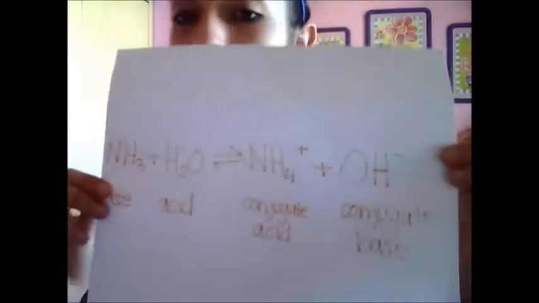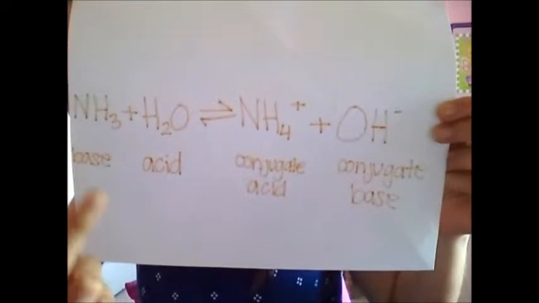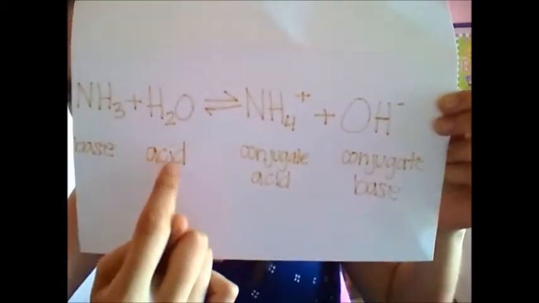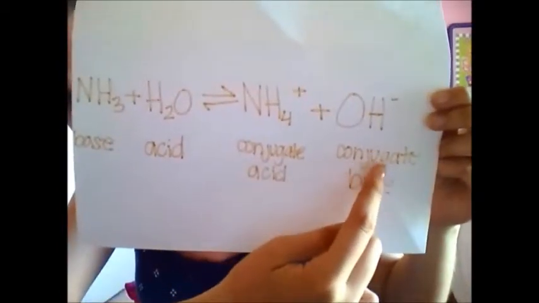And here's an example of what a Bronsted-Lowry definition would be. You see, the NH3 would be the base because it is accepting a hydrogen right here. And the H2O would be an acid because it is donating a hydrogen to then have a hydroxide.